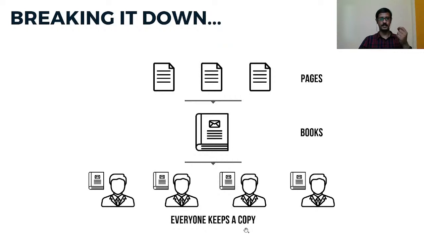So individual pages form the transactions. They are grouped together into a block of transactions, which can be imagined to be a book. Then everyone keeps a copy of the book, and these multiple books are kept in a particular sequential order, and that maintains the order of transaction execution in a blockchain.